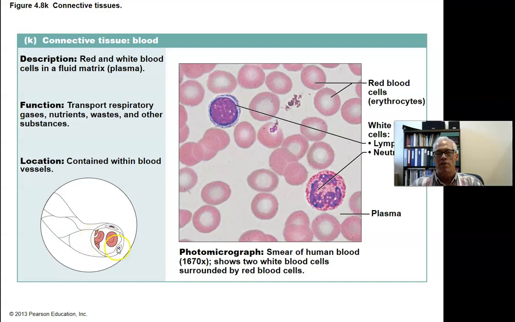So in the blood vessels, we'll find blood cells immersed in water, a very highly concentrated protein solution, incidentally, also with a lot of salts and so forth, yet it's a watery substance called plasma. So how is that like a connective tissue with a fibrous extracellular matrix?